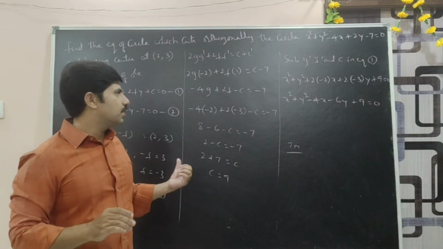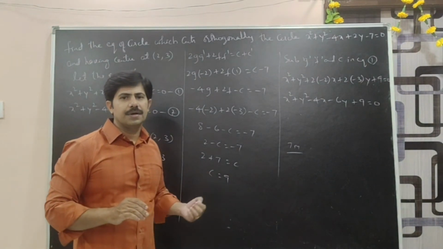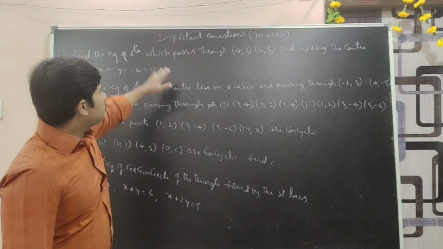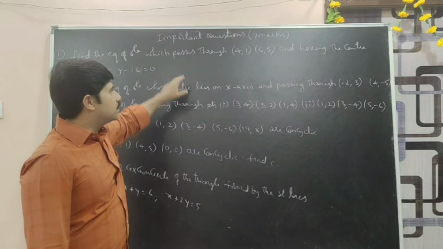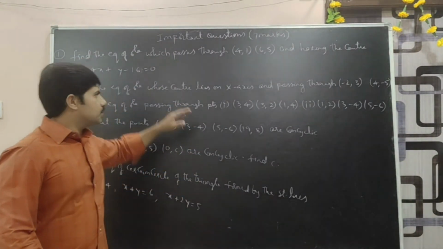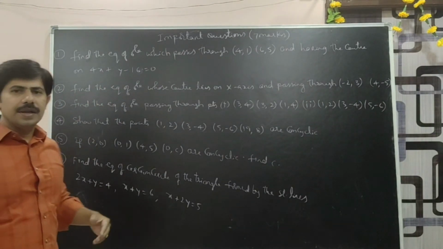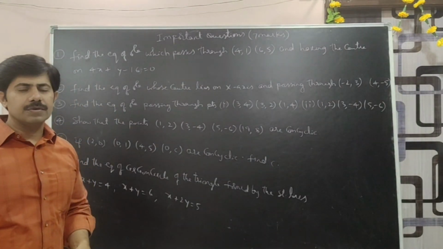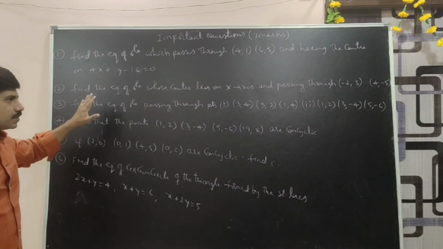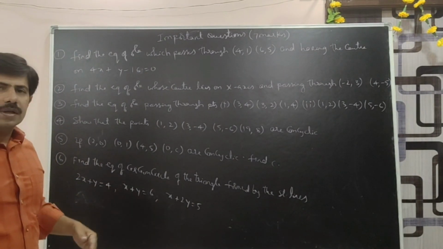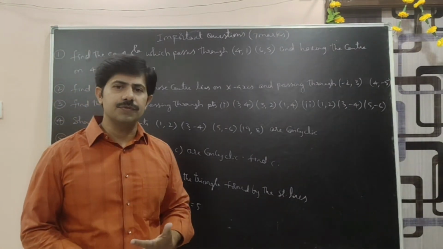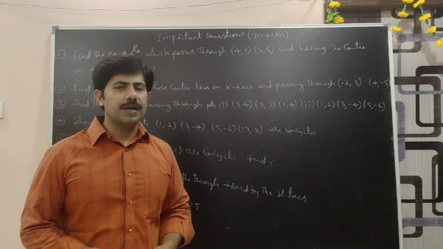Okay, so this class is completed. These are some important questions in circles. This is only from exercise 1A, and first solve these questions. These are 7 marks questions, only 6 questions are given. So please solve these 6 important questions. Next class I'll give some more important questions in exercise 1E also, so that you can practice those problems.